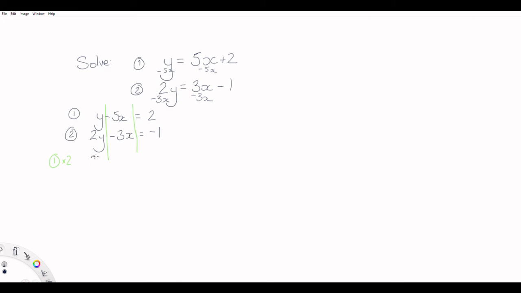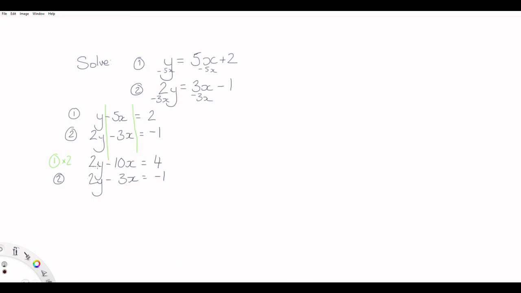So if we do that, 2y minus 10x equals 4. So you're going to just times everything in that equation by 2. Now why is that allowed? It's because if you do the same to the left as the right and you just times it by a factor, you're not changing the equation, you're just changing the coefficients in there, but that doesn't change the values of x and y in that equation. So then if we have equation 2, 2y minus 3x equals minus 1, we haven't changed that, but now we've got it in a format that we can apply the same elimination method that we did last time.